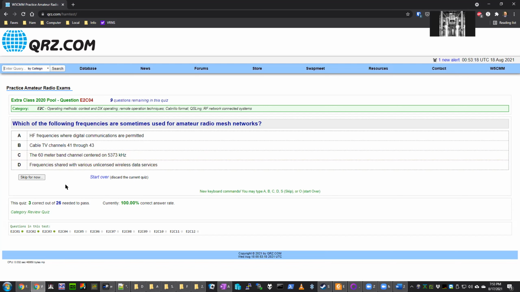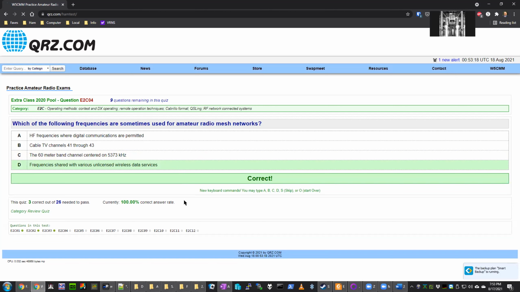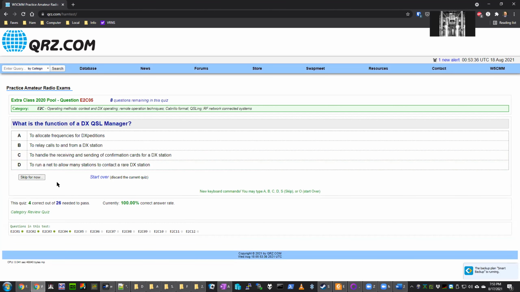Which of the following frequencies are sometimes used for amateur radio mesh networks? D. Delta. Yeah, Delta. What is the function of a DX QSL manager? C. Yeah, that's going to be for QSL cards.